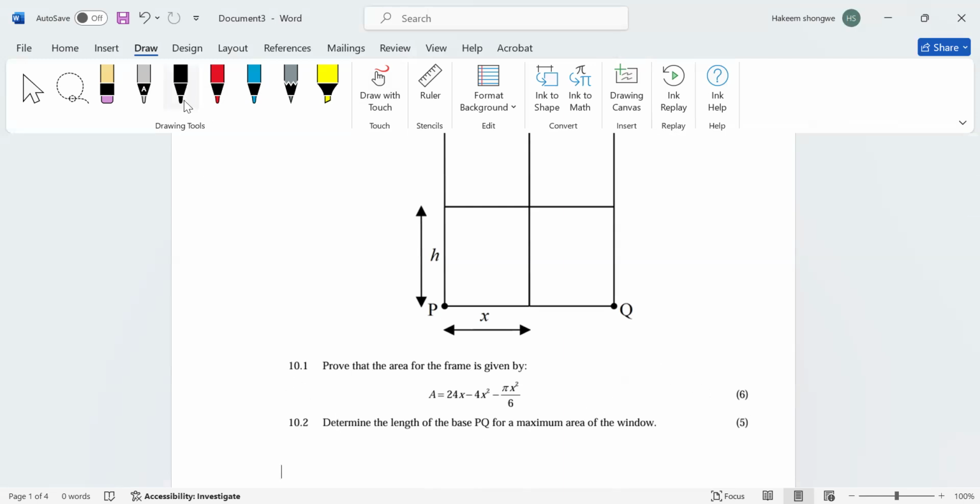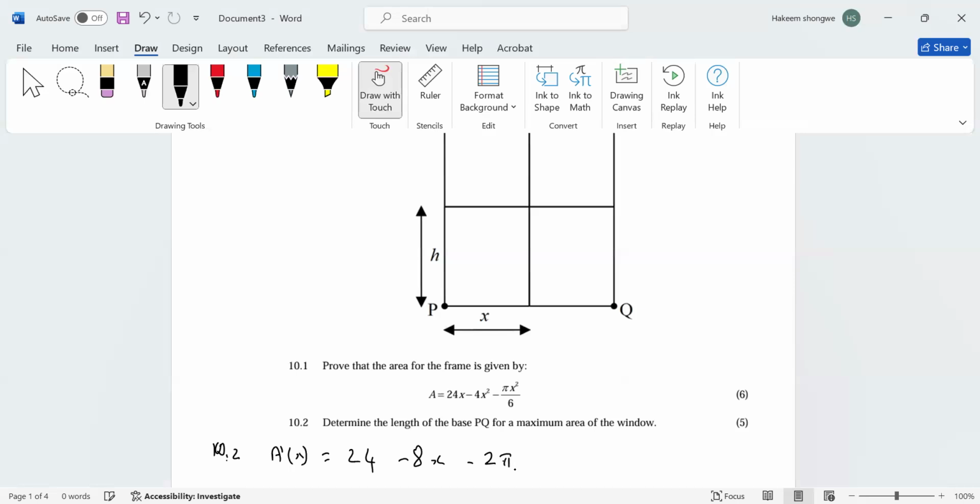And then let's start, because these are also examination skills. On an exam, you say, okay, let's start with 10.2. If you go with 10.2, it says area in terms of x. So we differentiate the area in terms of x. It gives us 24 minus 8x, and then minus 2 minus pi, 5 over 3 x squared, all over x.